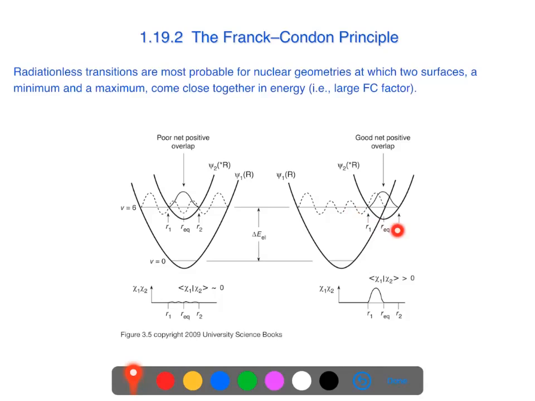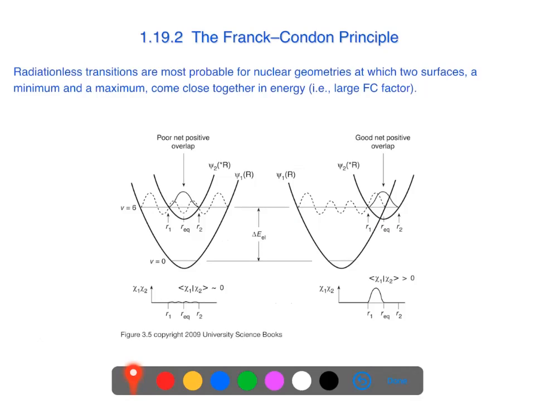However, when the excited state minima is significantly shifted with respect to the ground state minima, we observe that the vibrational wave functions overlap quite well between the 0th vibrational level of the excited state, the S1 state of R star, and the higher vibrational level, in this case, the 6th vibrational level of the ground state of R. As a result of this large Franck-Condon factor, we would expect the quantum yield for internal conversion to be quite high and the magnitude of the rate constant for internal conversion to be quite large.